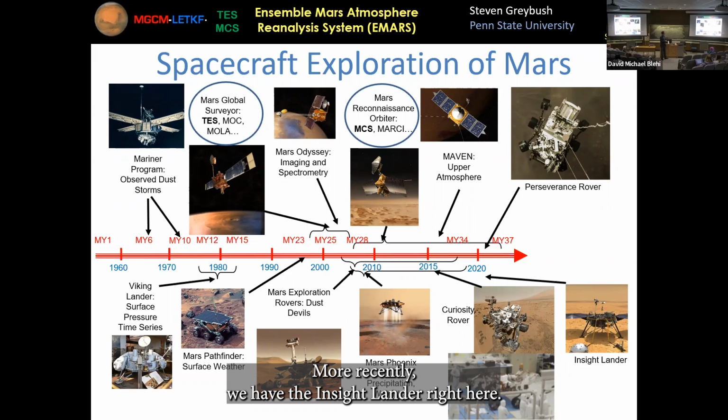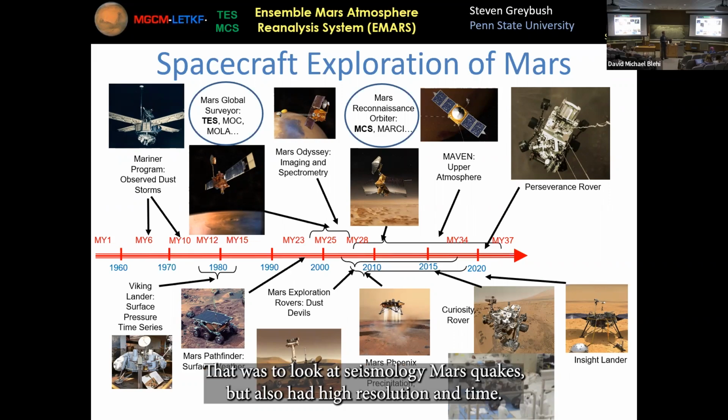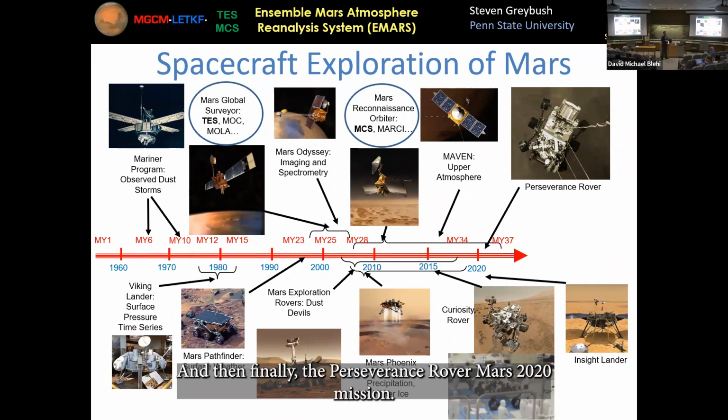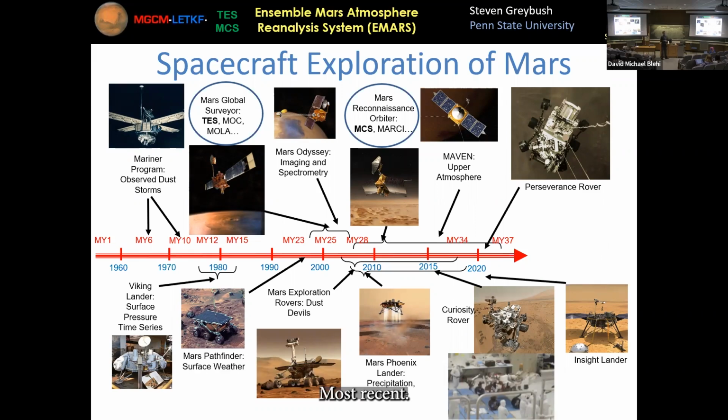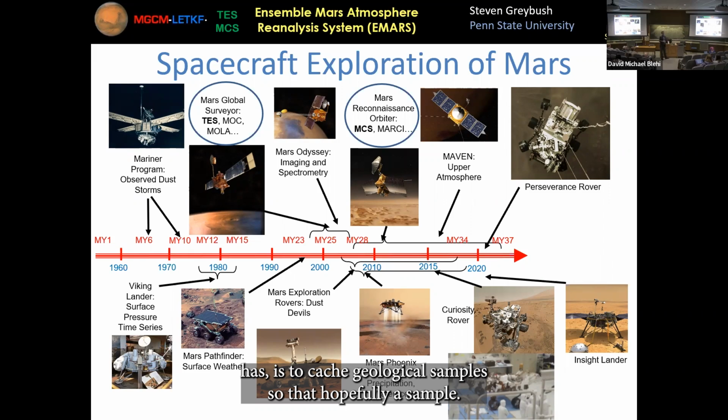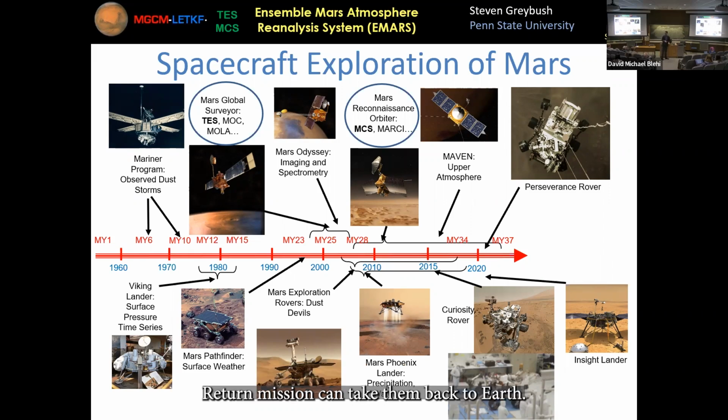Okay, and more recently, we have the InSight lander right here. That was to look at seismology and Mars quakes, but also had a high resolution, high time resolution barometer for weather. And then finally, the Perseverance rover, the Mars 2020 mission, the most recent NASA mission, similar in size to Curiosity. One of the goals, in addition to enhanced tools from what Curiosity has, is to cache geological samples so that hopefully a sample return mission can take them back to Earth sometime in the next decade or two.